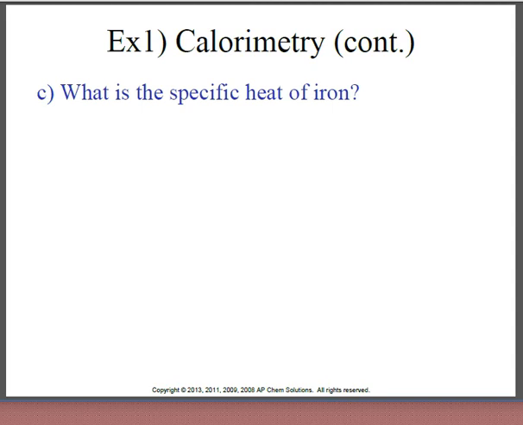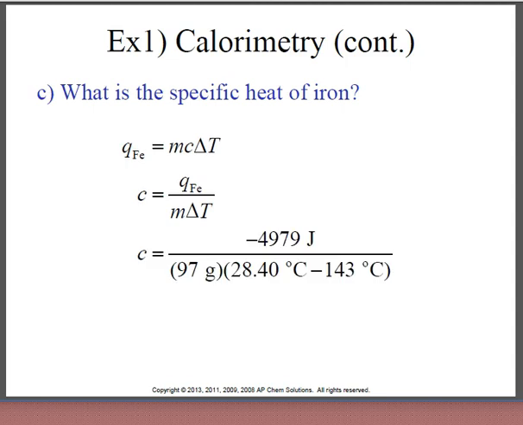The next question is, what is the specific heat of iron? So we'll use our Q equals mc delta T equation again and plug in what we know. Let's first rearrange to solve for C, because that's specific heat. So the specific heat is going to be equal to our Q value divided by our mass times our temperature change. The Q value we just found for iron to be that negative 4,979 joules. The mass of the iron is 97 grams.